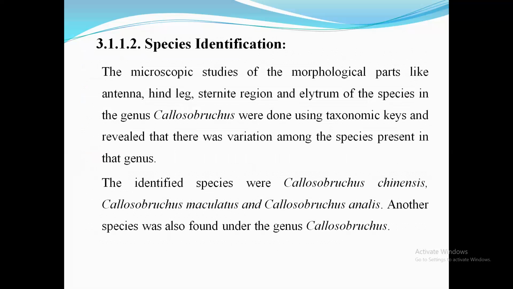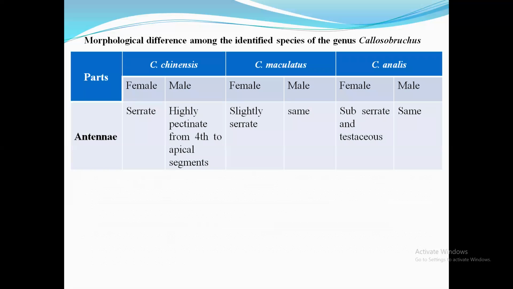Then species identification. For species identification, a microscopic study of morphological parts like antenna, hind legs, sternite regions, and elytra of the species of the genus Callosobruchus was done by using the taxonomic key. Later, I identified that the species were Callosobruchus chinensis, maculatus, analis, and another species was also found under this genus Callosobruchus, but the species name we didn't get up to now. Then next, these are the morphological differences between the species I have observed.